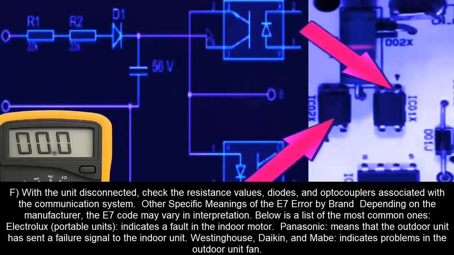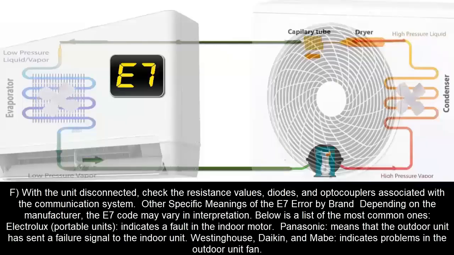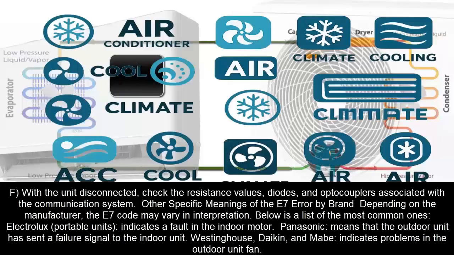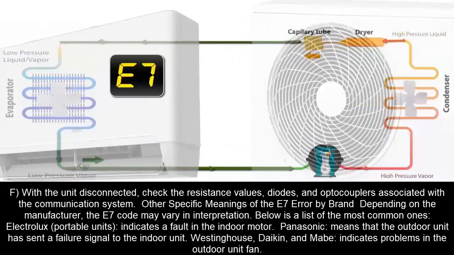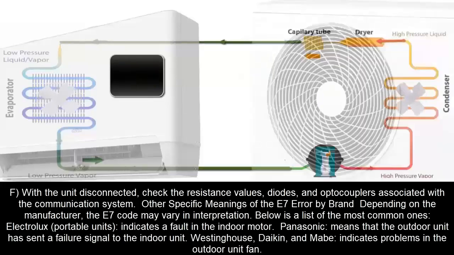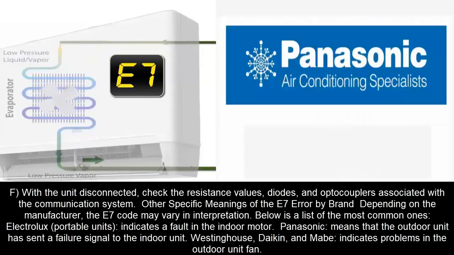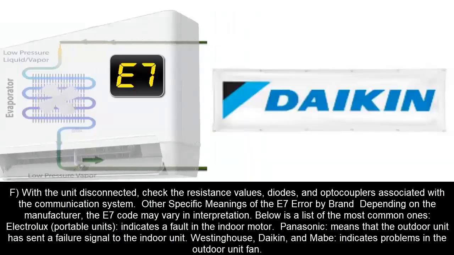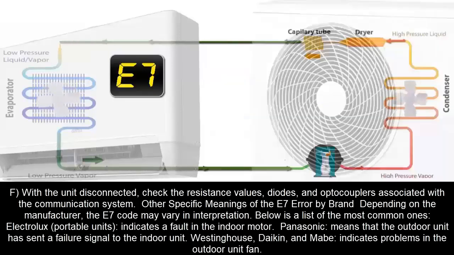Other specific meanings of the E7 error by brand. Depending on the manufacturer, the E7 code may vary in interpretation. Below is a list of the most common ones. Electrolux portable units: indicates a fault in the indoor motor. Panasonic: means that the outdoor unit has sent a failure signal to the indoor unit. Westinghouse, Daikin, and Mabe: indicates problems in the outdoor unit fan.